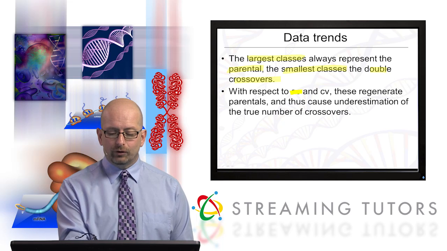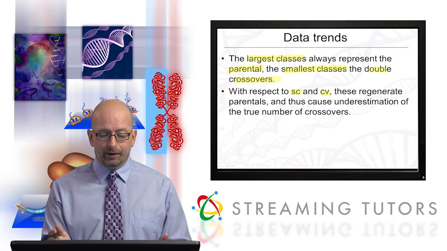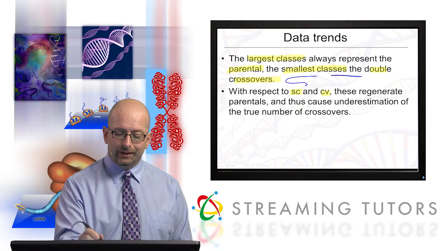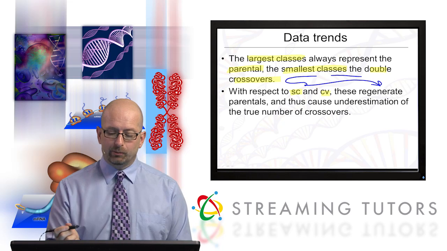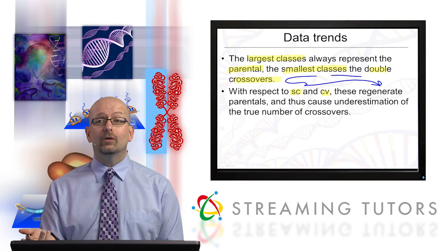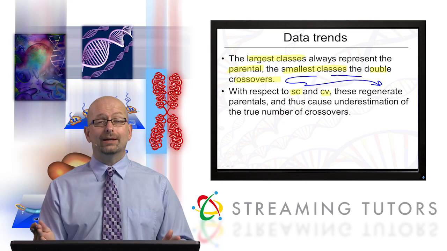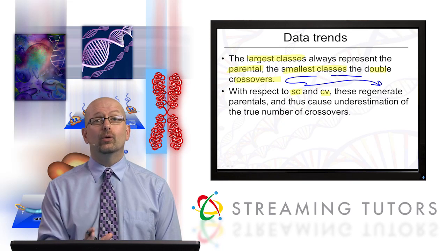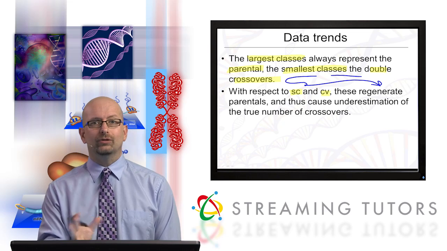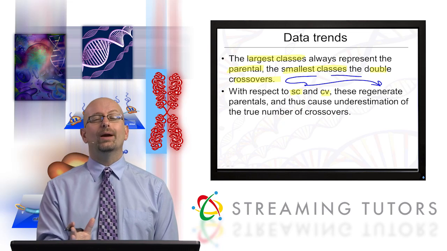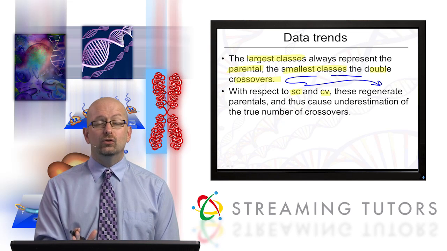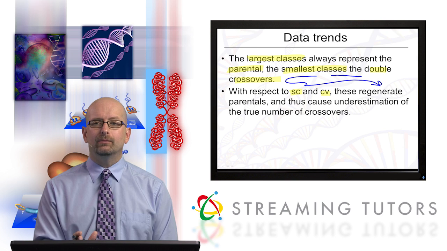With respect to skewed and cross-veinless, in our case, these were the furthest apart. Remember that double crossovers do regenerate the parentals, and that's why we ended up underestimating the true number, which is why we said let's add up the smaller intervals and get a more accurate distance. Okay? Definitely in the problem solving, you're going to want to practice with some of these. We'll see them presented in some different ways, but if you understand it, you should be able to be successful with these types of problems.